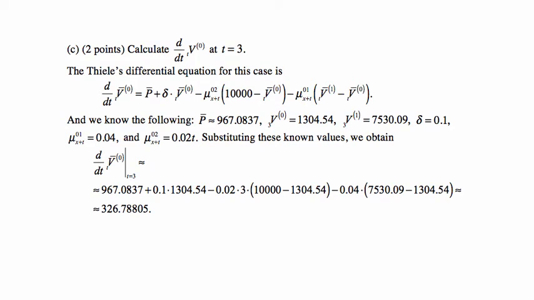Now here's part C, where you're supposed to calculate the value of the derivative with respect to t of the reserve at time 3 for the healthy life. Now, of course, it immediately suggests Thiele's differential equation, and the differential equation says that the rate of change of the reserve at time t for the healthy life is the premium.